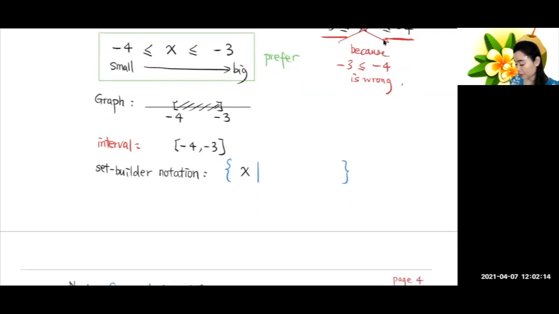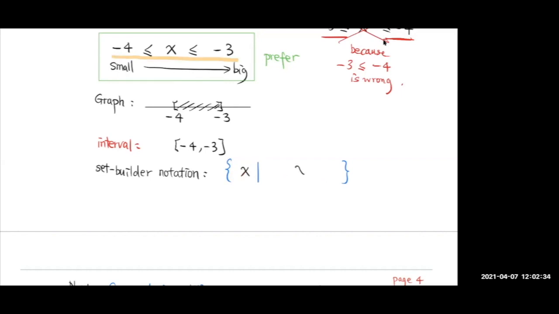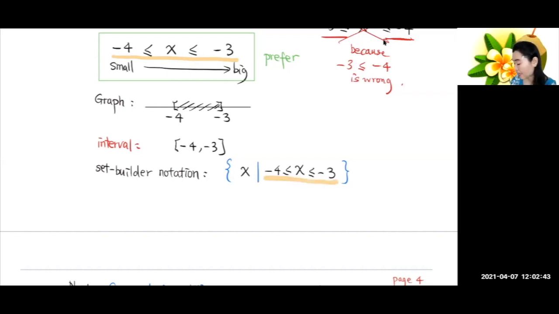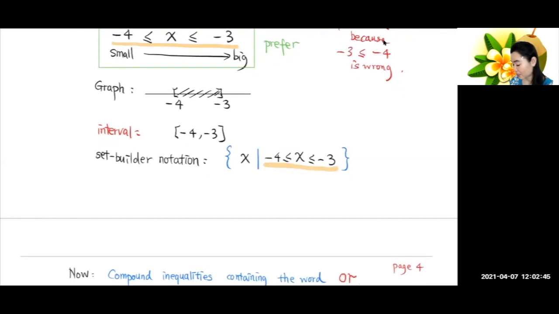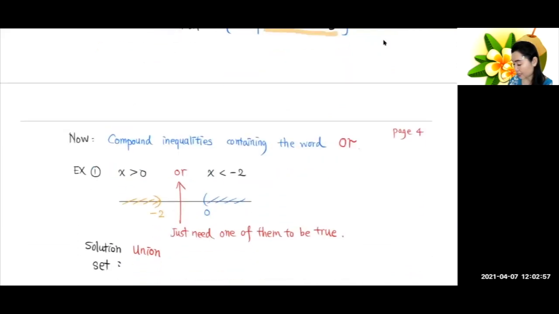To put the solution set in set-builder notation, we have the set of all x such that, what should I put over here? -4 is less than or equal to x, and x is less than or equal to -3. Yes, you got it. Except it is a convention that we usually like to start from x. So you read this as x is greater than or equal to -4 and less than or equal to -3. Okay, good. All right, now the next one here.